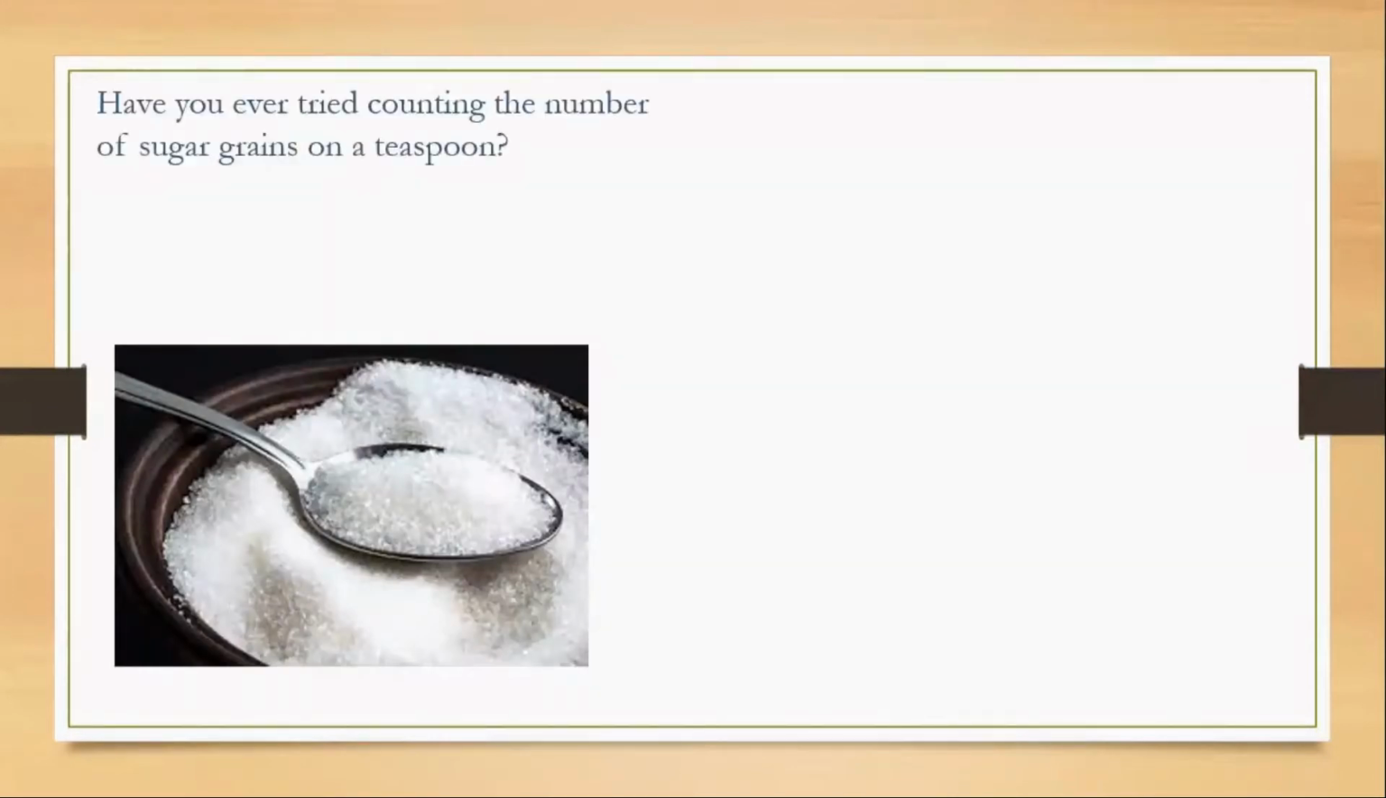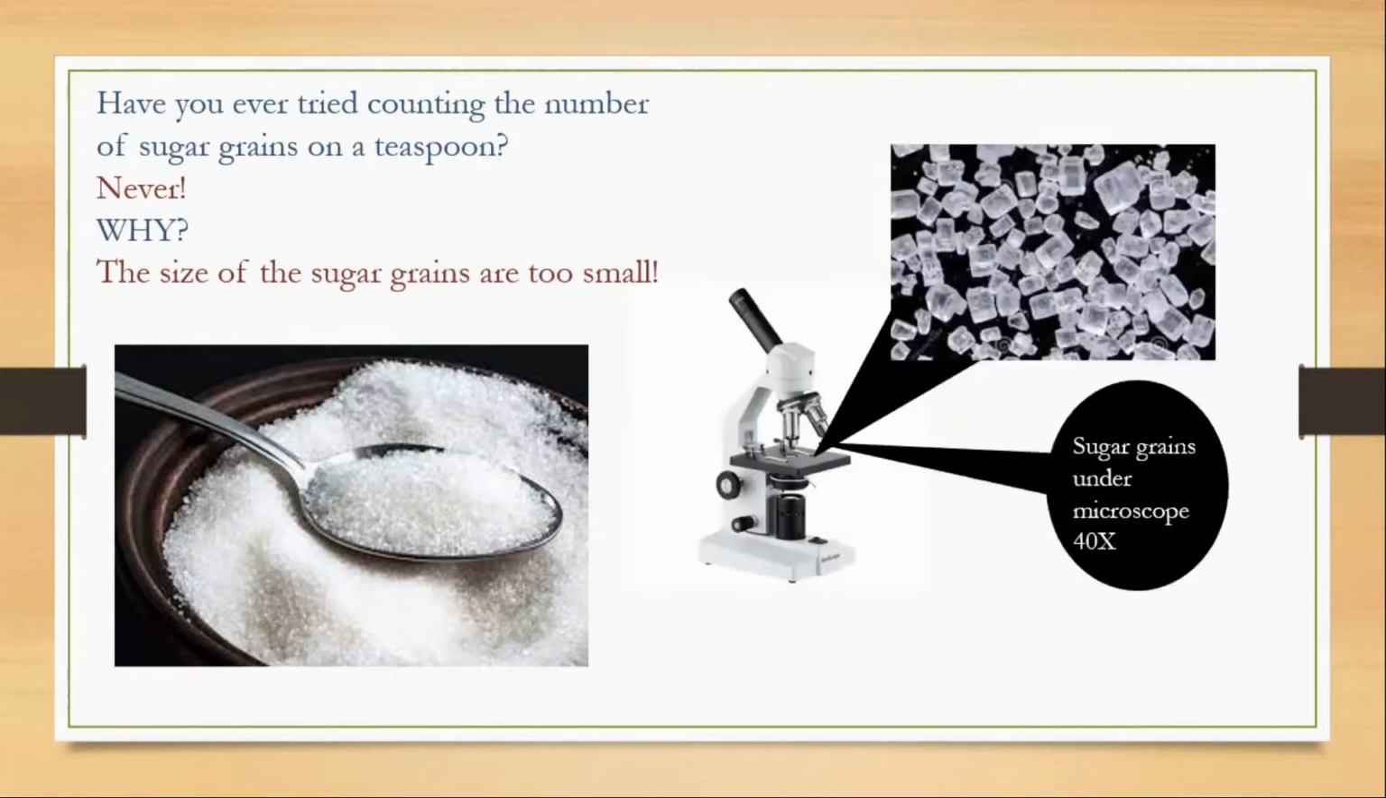Have you ever tried counting the number of sugar grains on a teaspoon? Never. Why? The size of the sugar grains are too small, so that we cannot count on it. If you have a look at the sugar grains under the microscope with a power of 40 times greater, then you can see them.